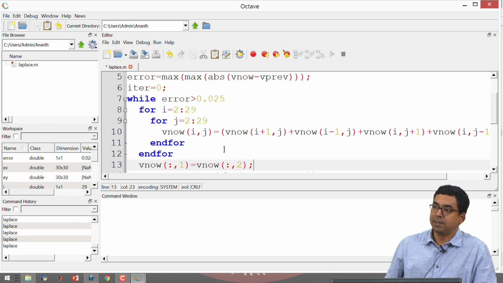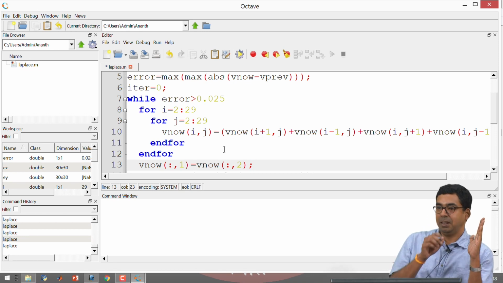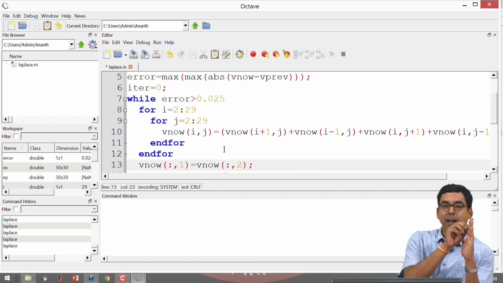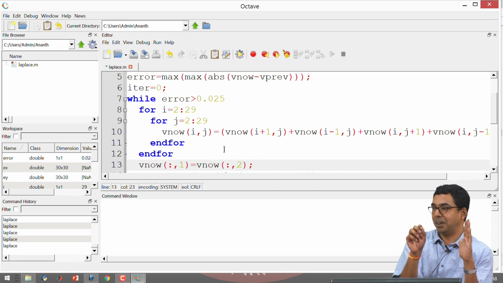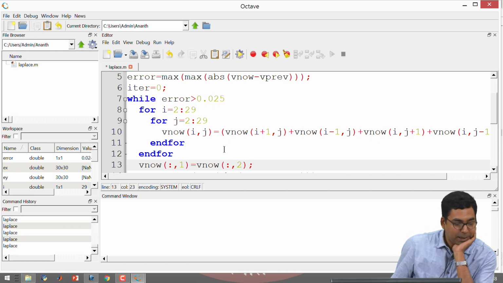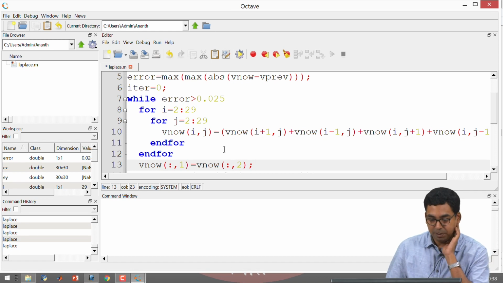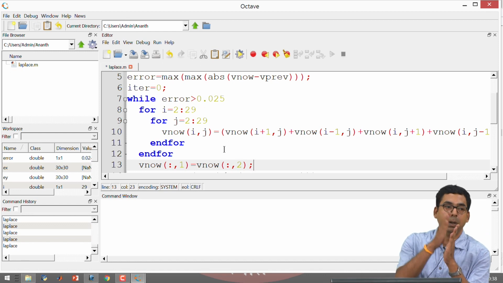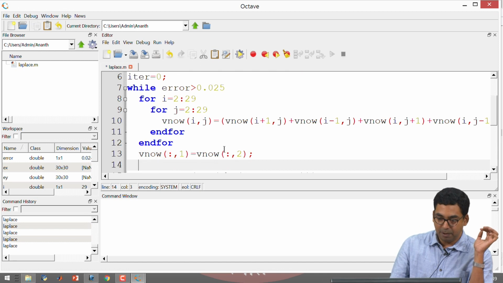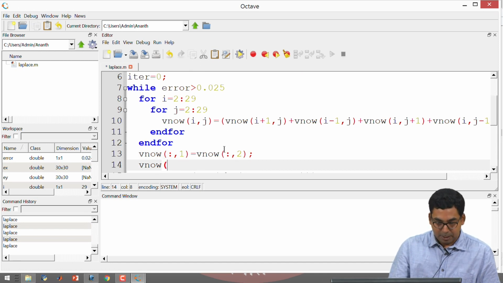What we are doing here is, on the left hand side, taking that there is going to be no derivative, which means you are just going to make it identical to the point next to it. So, we are simply going to plug in the condition V now of colon comma 1 is equal to V now of colon comma 2, which means that for all rows the voltage in the first column is equal to that of the second column, which makes dou V by dou x equal to 0.